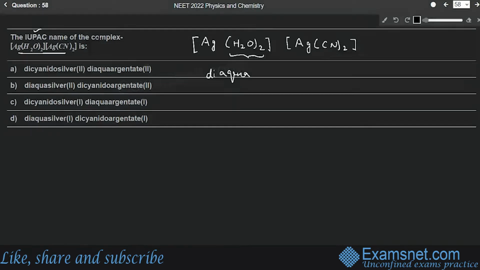And this is silver, so diaquasilver, and the oxidation state of silver is 1, so here we'll write 1. And for the next part, there are two cyano groups, so we'll write dicyanide, again silver, but this time we will use the term argentate. So we'll write argentate. Again the oxidation state is 1, so it will be 1. So out of the given options, option D will be the correct answer.